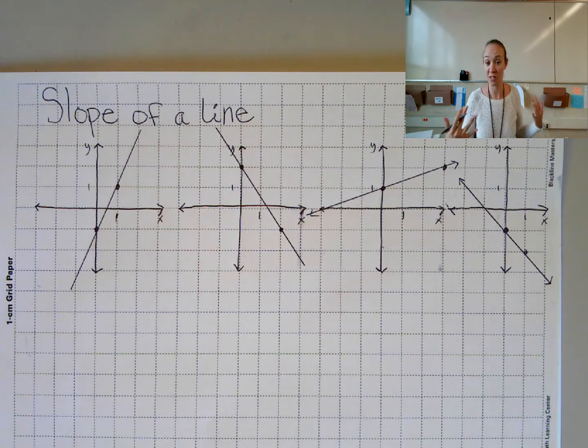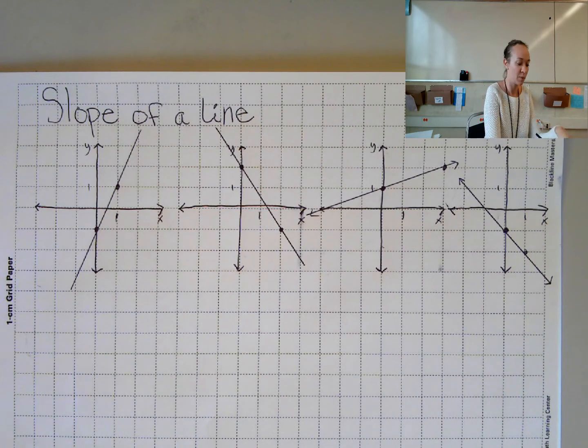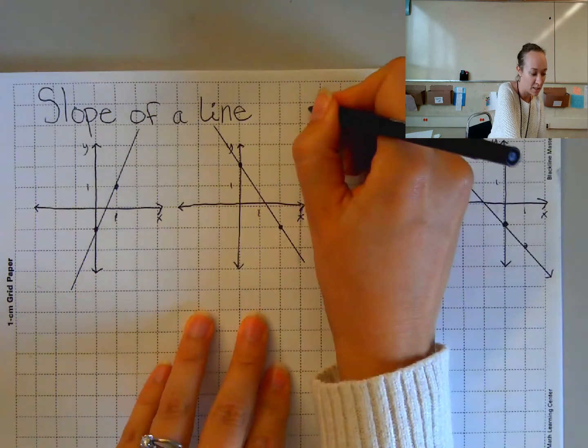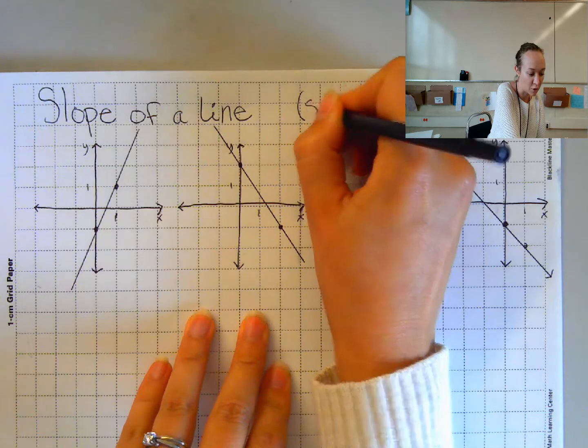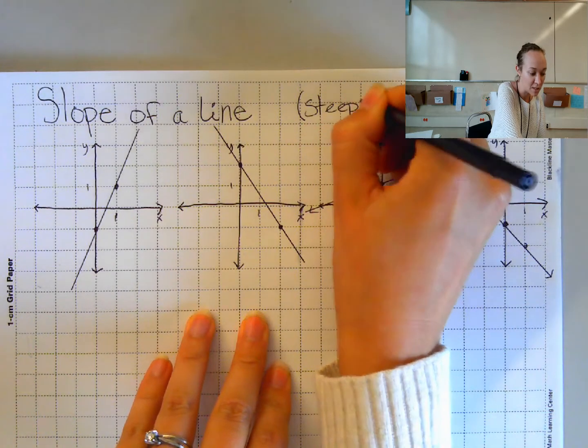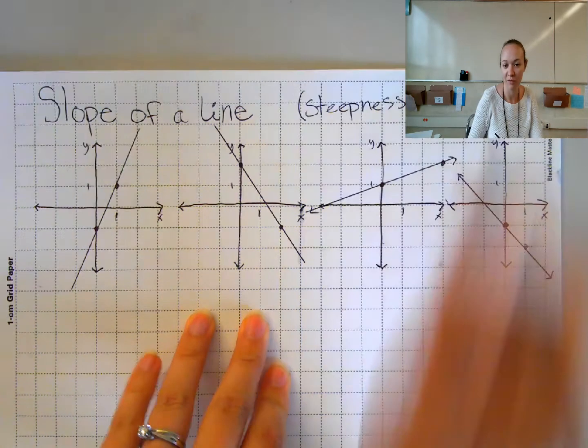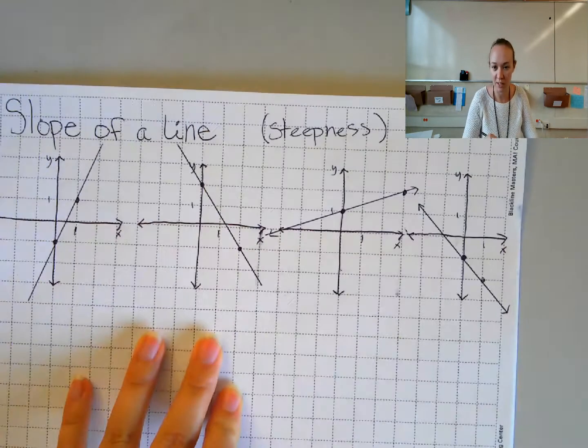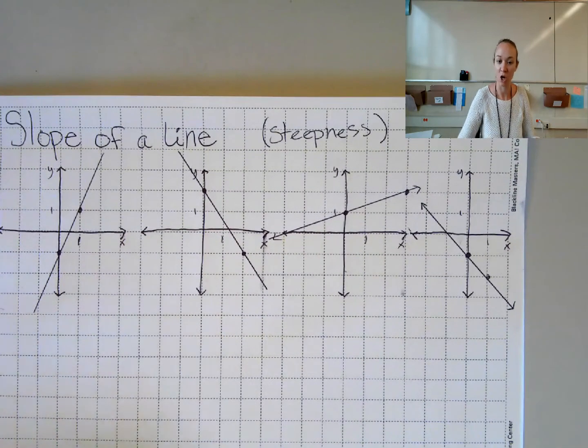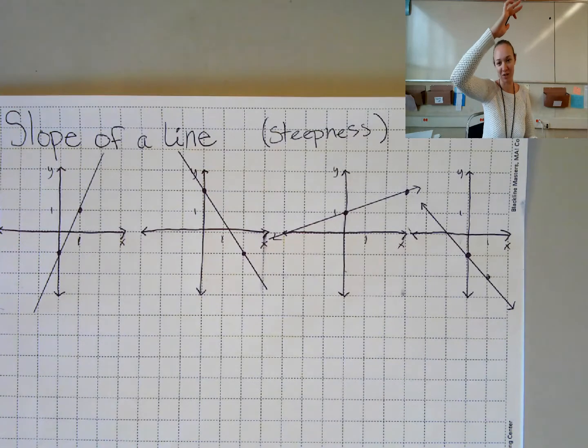So we have a bunch of different lines here, and they all have different slopes. Remember that slope is another term for the steepness of a graph. How steep is it? How shallow is it? Is it something that would be hard to climb if you're climbing a hill, or is it something that would be easy to climb if you were climbing a hill that was more flat?